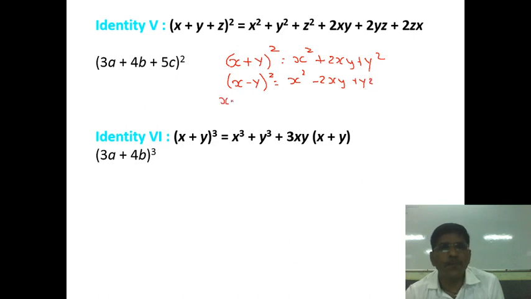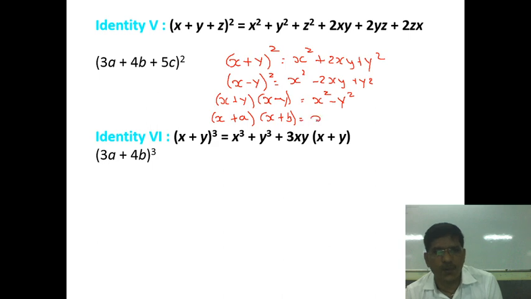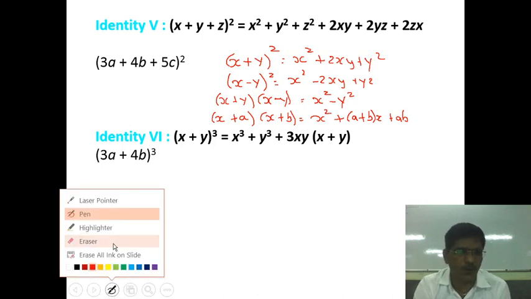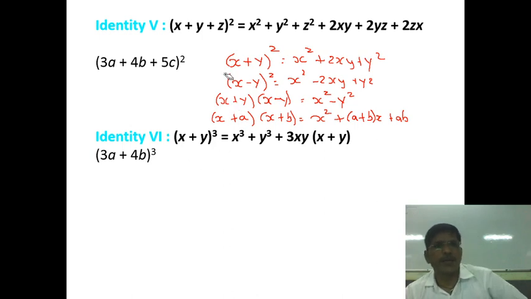Third is (x plus y)(x minus y), so we can say x square minus y square. And (x plus a)(x plus b), that is x square plus (a plus b)x plus a into b. Four formulas we have already learned. So anyhow you have to remember these formulas, and then we can start with today's new formula.